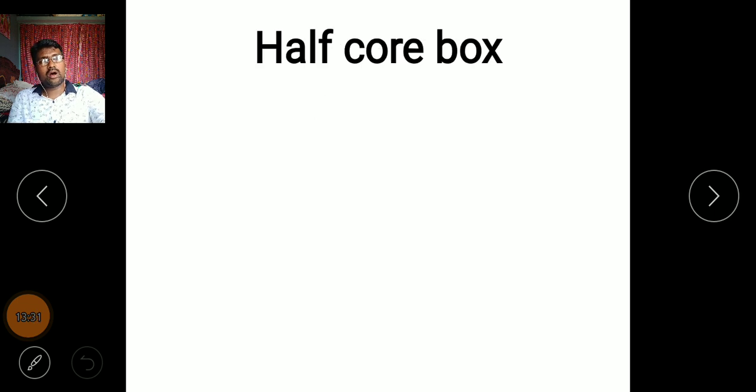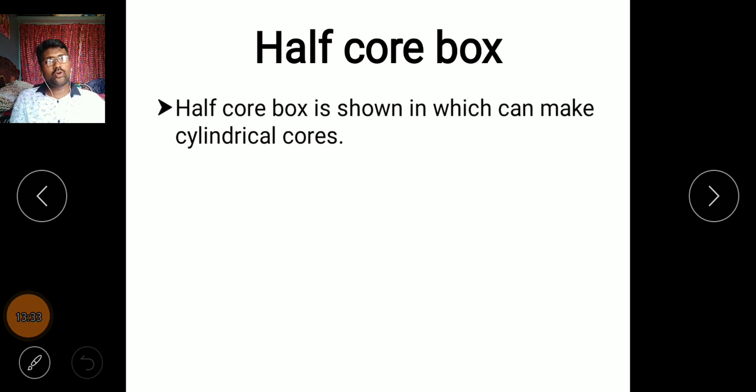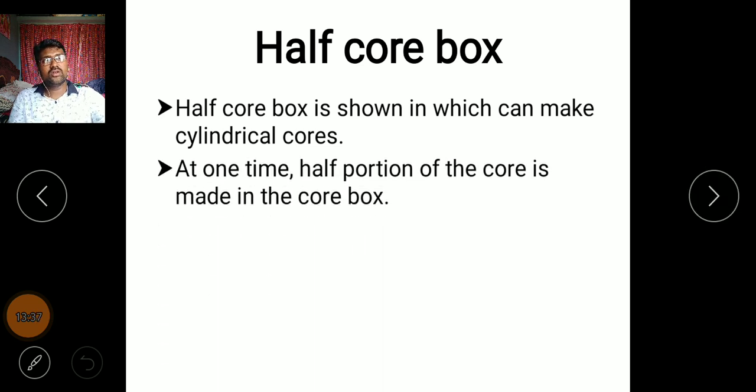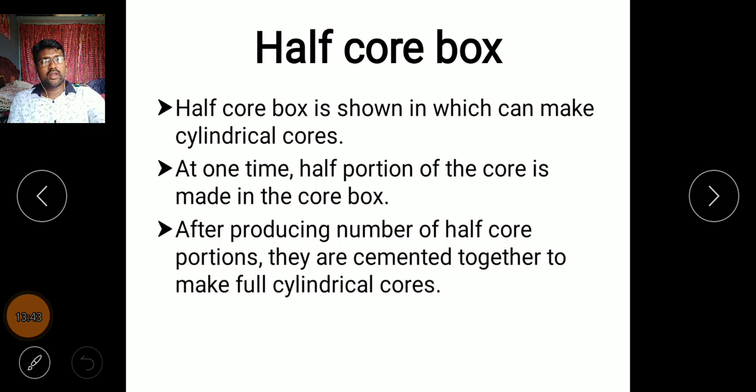First one is the half core box. The half core box is shown in the figure, which can make cylindrical cores. At one time, half of the core is made in the core box. Next, after producing the two half core portions, they are cemented together to make a full cylindrical core.